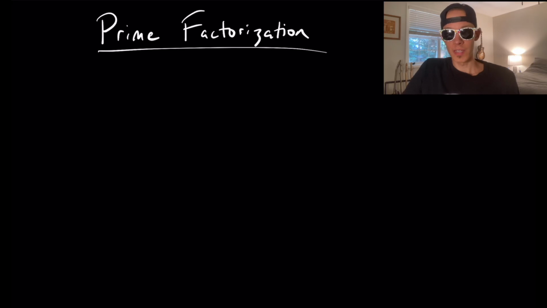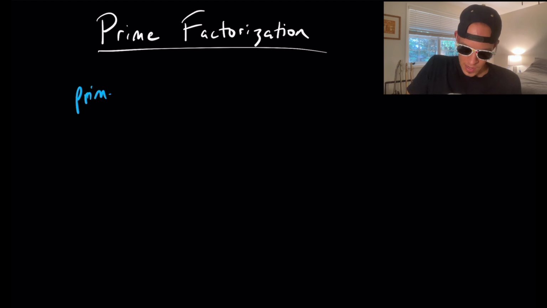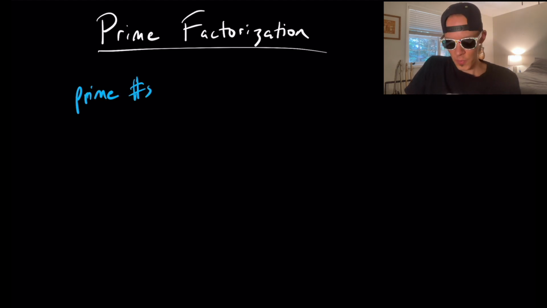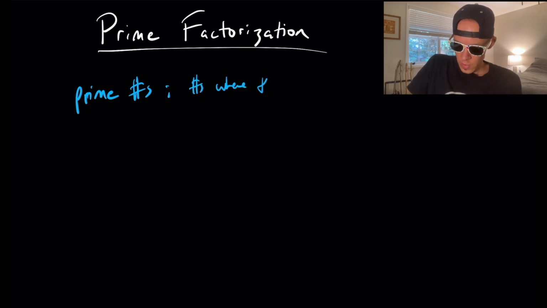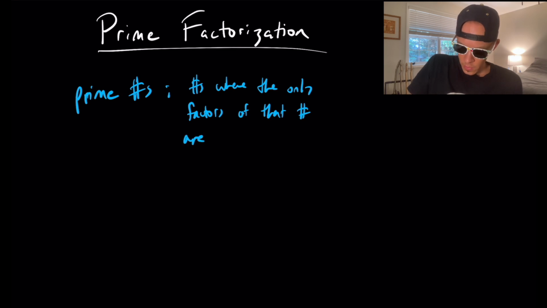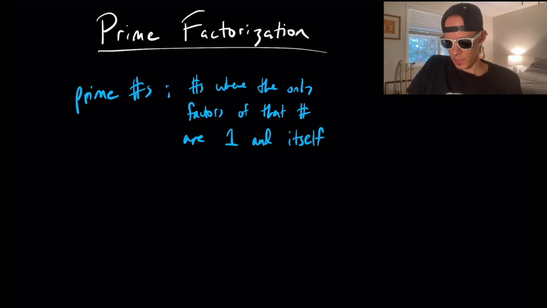Let's talk about prime factorization, and we're going to look at each word there. So, prime and factorization, and that'll make sense as to what the whole thing is. Starting with prime, prime numbers is what that's referring to. And what are prime numbers? Prime numbers are numbers where the only factors of that number are 1, maybe I'll write the number 1, are 1 and itself.